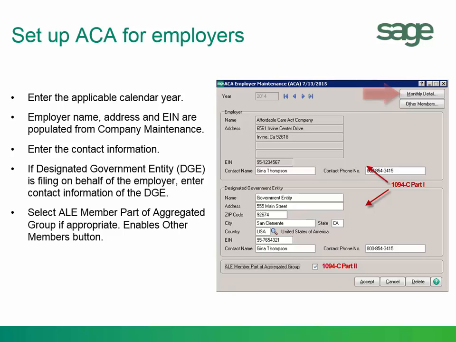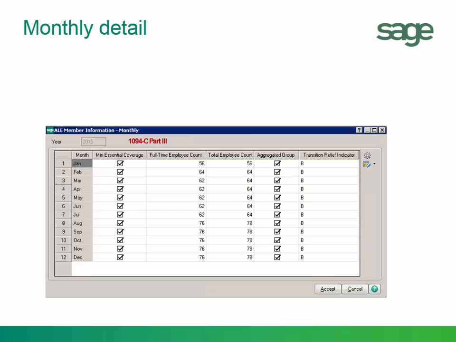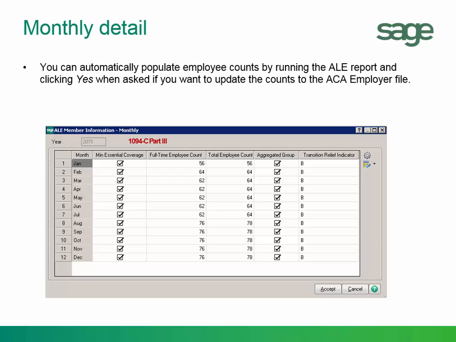After you click the Monthly Detail button, you will see this screen, which allows you to enter the required information for each month. If you ran the ALE report and clicked Yes when asked if you wanted to update the ACA employer file, the employee count fields in this window would already be populated. If you haven't run it, you can close ACA Employer Maintenance and run the report to populate the employee count fields. However, remember that if perpetual history was not selected before running your first payroll of the year you are reporting on, this information may not be accurate.